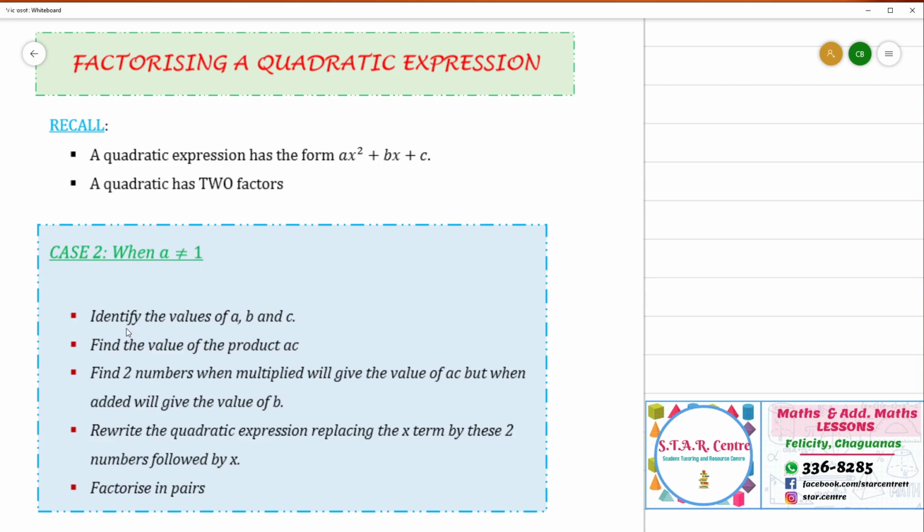So we can follow these steps to factorize a quadratic. Our first step is to identify the values of a, b, and c. Next, we are going to find the value of the product AC, so multiplying those two numbers. Our third step, find two numbers which when multiplied will give the value of AC, but when added will give the value of B. We are going to rewrite the quadratic and then factorize. So we'll go over these steps again in the example.